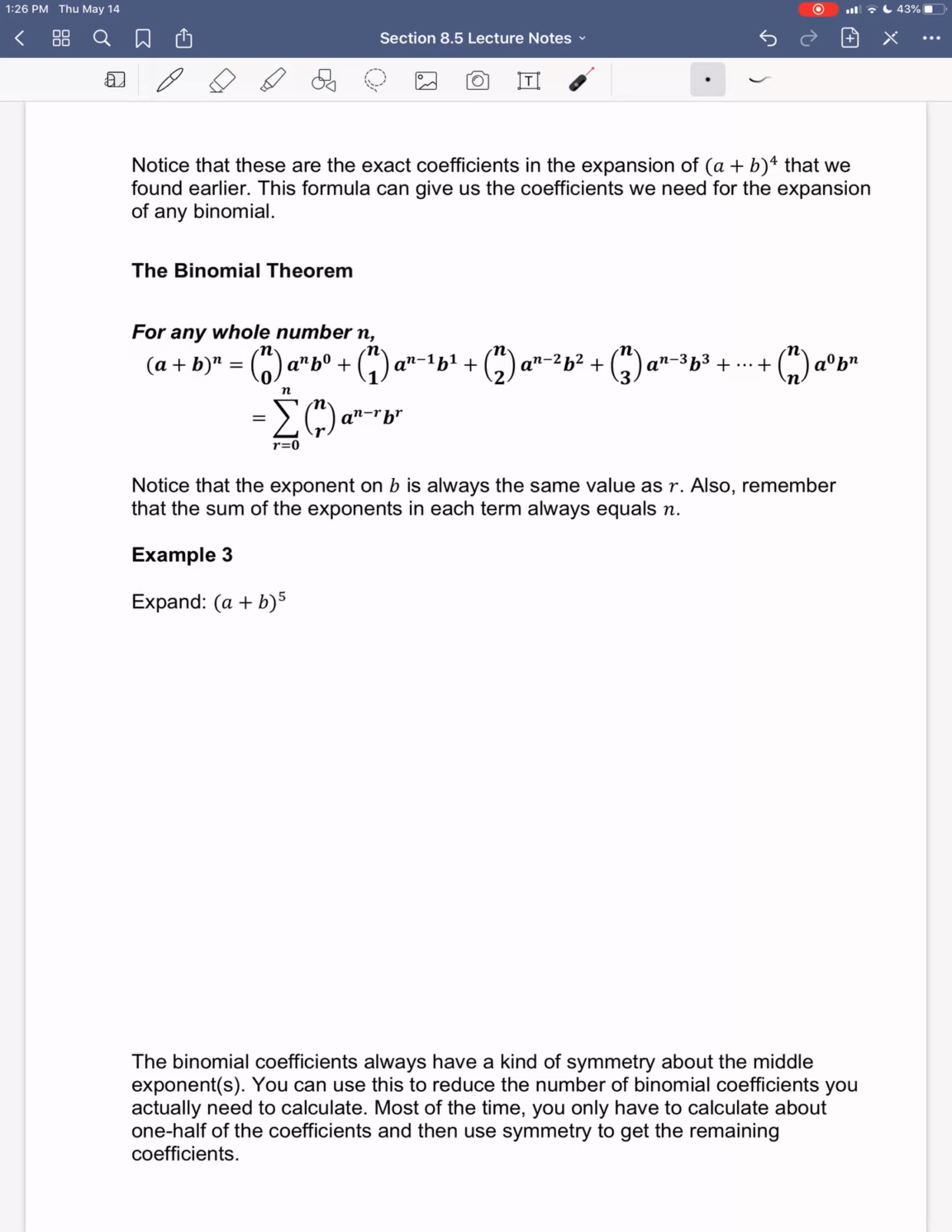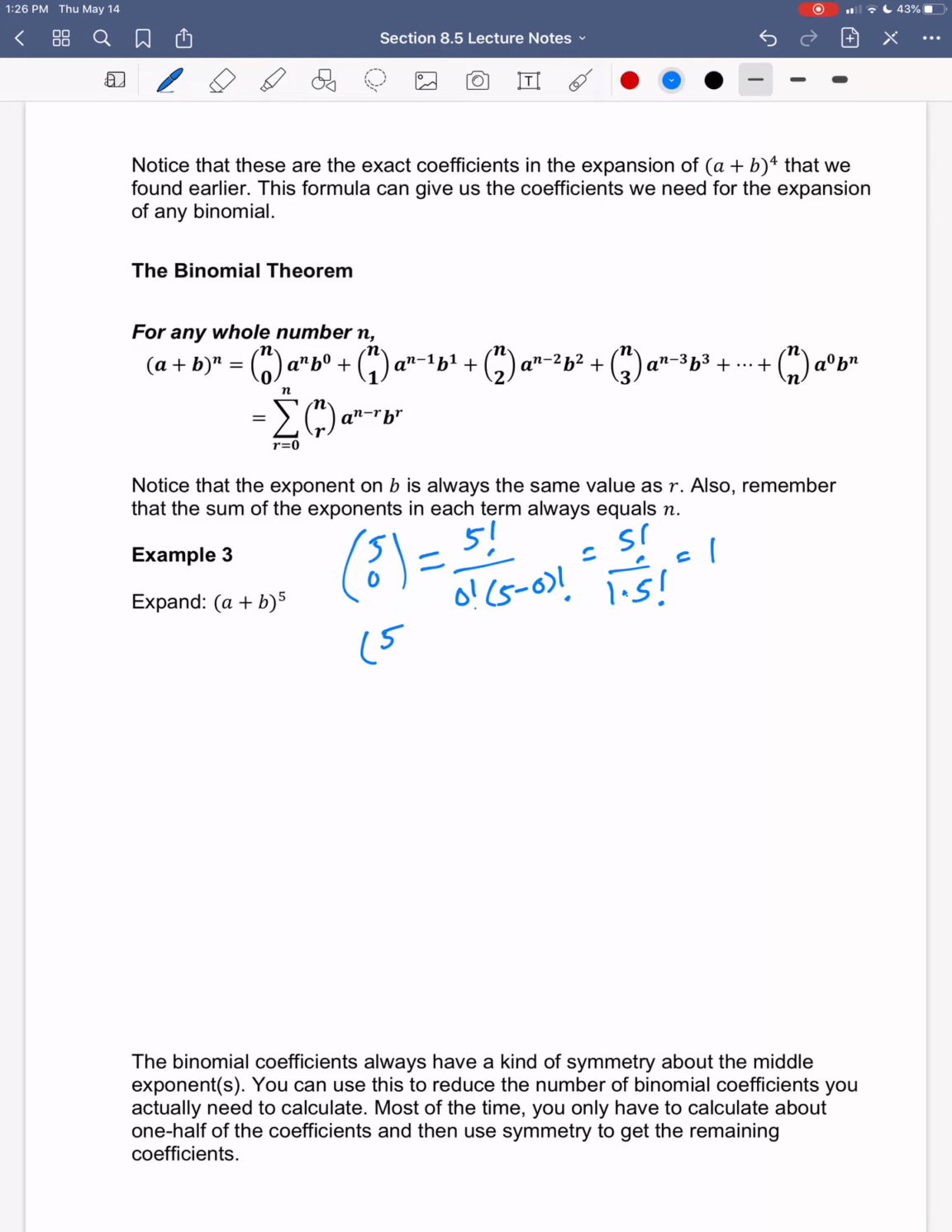So how do I do a plus b to the 5th power? Well, what I'm going to need to do is 5 choose 0, 5 choose 1, 5 choose 2, 5 choose 3, 5 choose 4, and 5 choose 5. So 5 choose 0 will be 5 factorial over 0 factorial, and 5 minus 0 factorial. So that's 5 factorial over 1 times 5 factorial. That's just going to be 1.